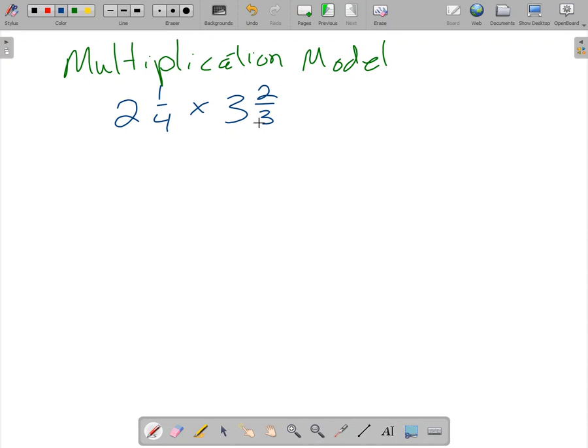And my recommendation for modeling this would be to use the area model. You could use the group model. It's, I think, a little bit more work. So I'm going to choose to say multiplication is an area to answer this.